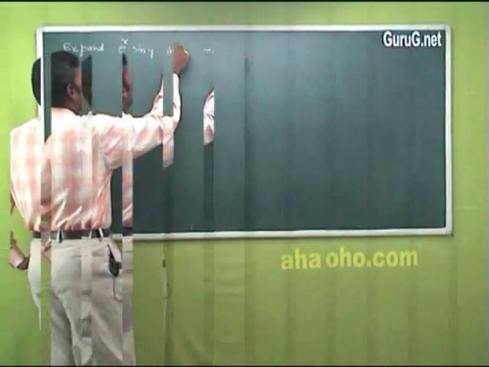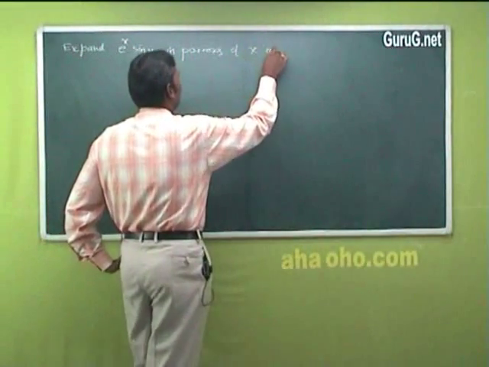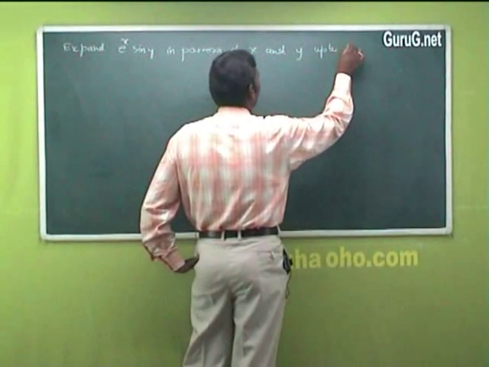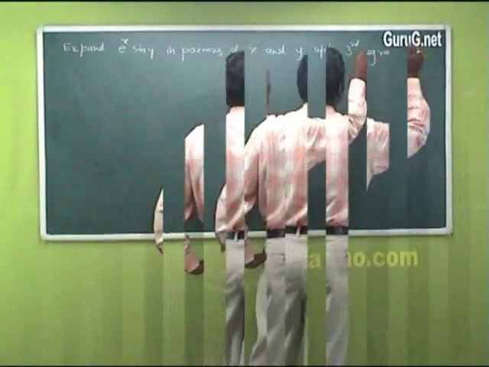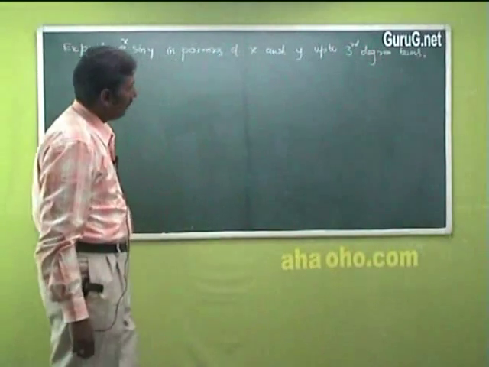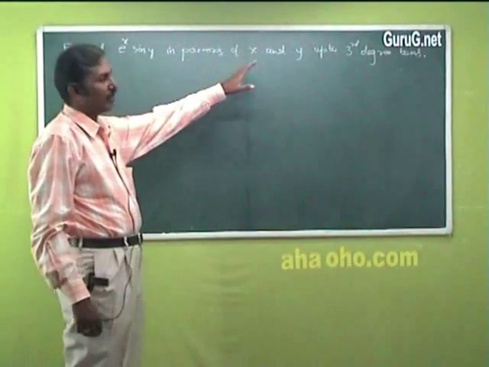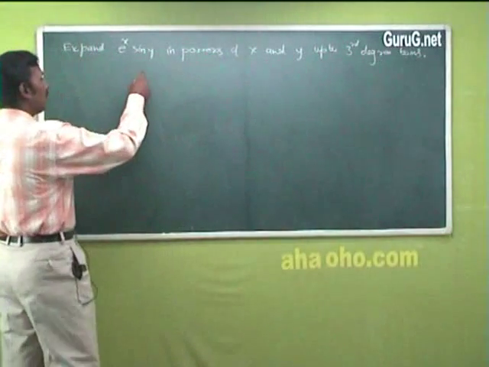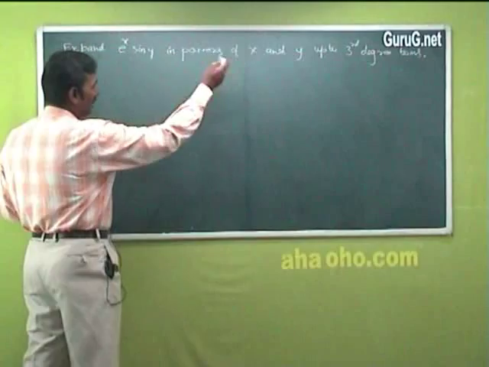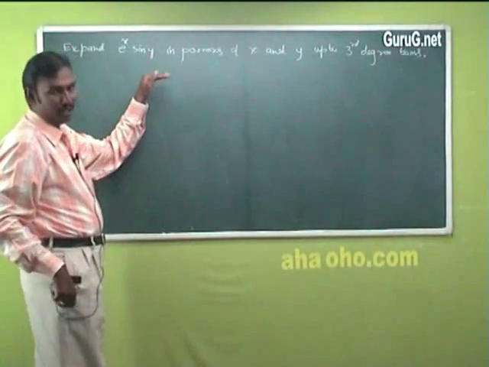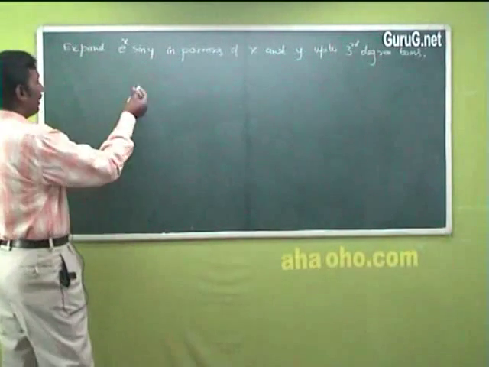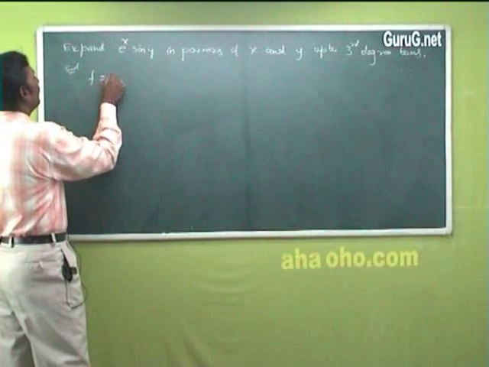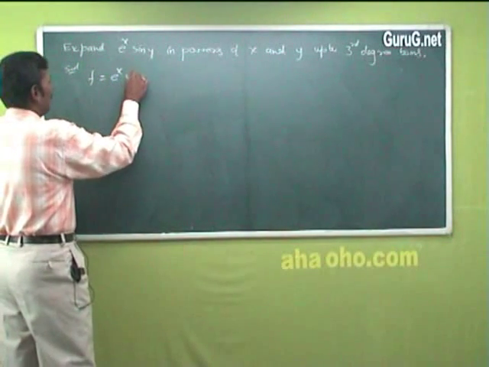So next problem, expand e power x sin y in powers of x and y up to third degree terms. Here no point is given, it says in terms of x and y. You take it as 0 and 0. Whenever the series is in powers of x and y, we call it a Maclaurin series. They may ask it like that sometimes. So let f equal e power x sin y.